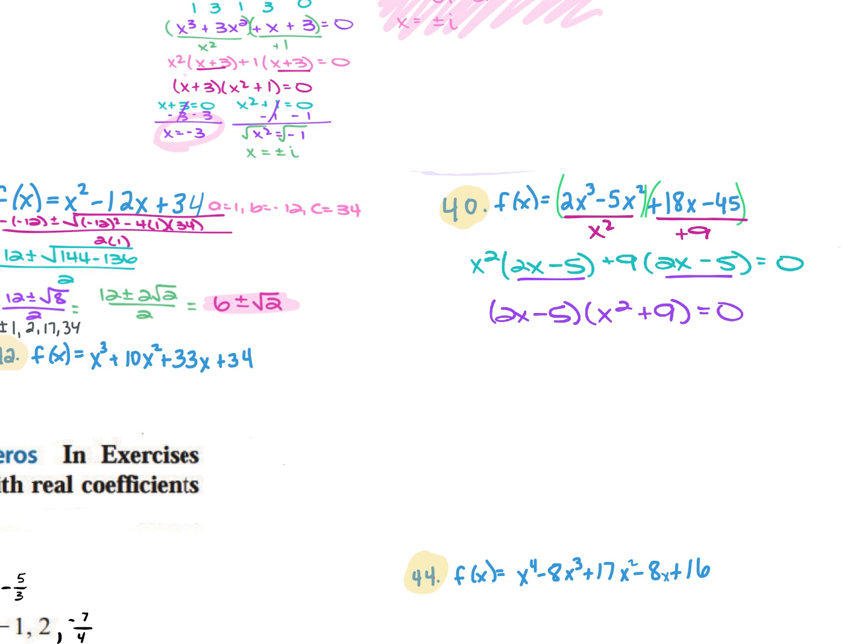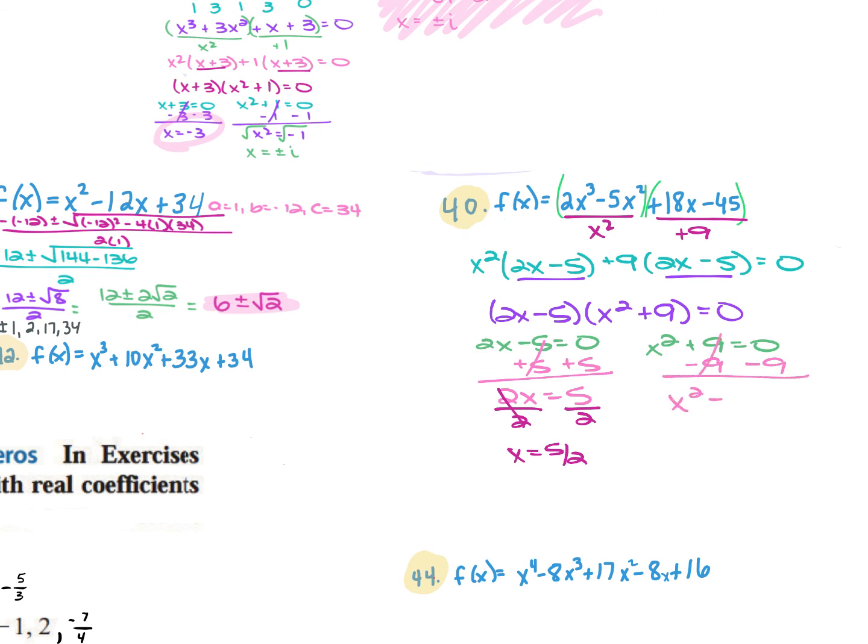Set them both equal to 0 and solve. For the 2x minus 5 is equal to 0, you're going to add your 5 over. You have 2x is equal to 5, and then you divide by 2 to get that x is 5 over 2. For the x squared plus 9 is equal to 0, subtract your 9 over. That gives you x squared is equal to negative 9. And then take the square root of both sides, and you get that x is equal to plus or minus 3i. So you have that 5 over 2 and that plus or minus 3i.